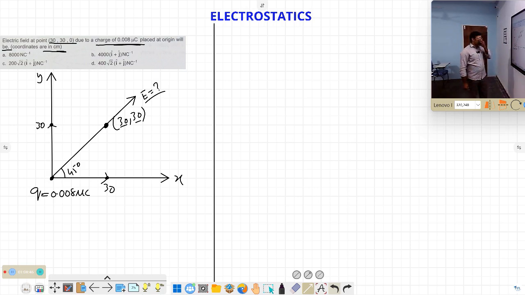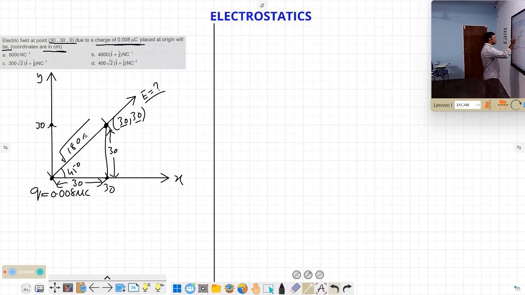This is the first point, 45 degrees it makes. Now next, what you do is find the length from here to here. This length is 30 and this length is 30. Using Pythagoras theorem I can find this value: 30 square plus 30 square, that is under root of 1800, 900 plus 900.